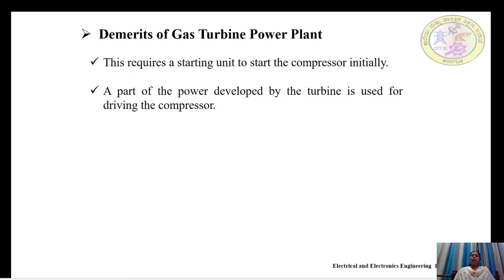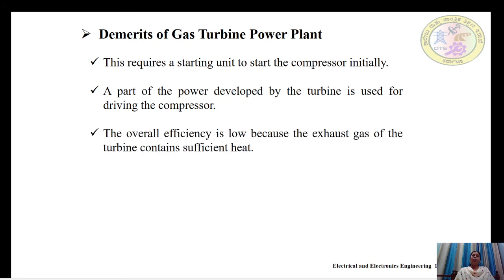A part of the power developed by the turbine is used for driving the compressor. Already, it requires starting units to start the compressor. So the starting unit needs some extra power. A part of the power developed by the turbine is used for driving the compressor. Therefore, net output will be low.